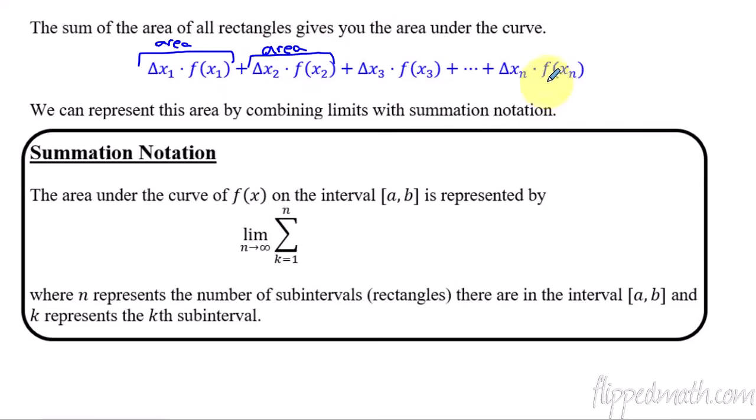So what if we wanted to say n is approaching infinity? That's where it's a little bit weird. If we say n approaches infinity instead of a very specific number, we come down here and we use summation notation.